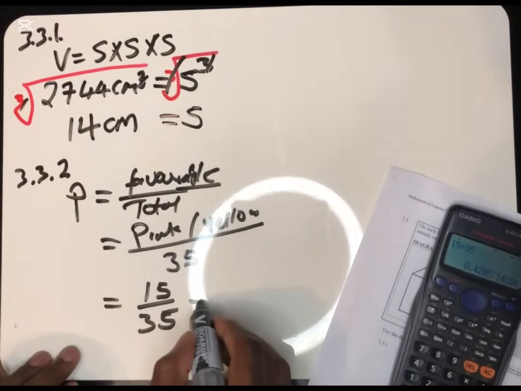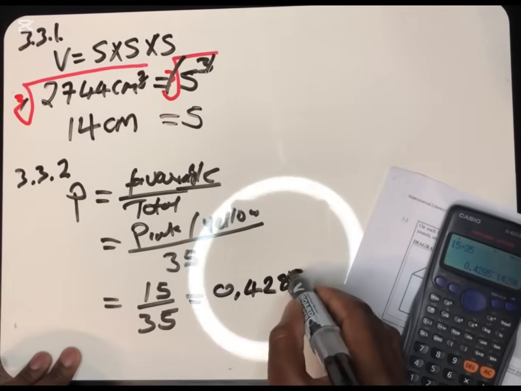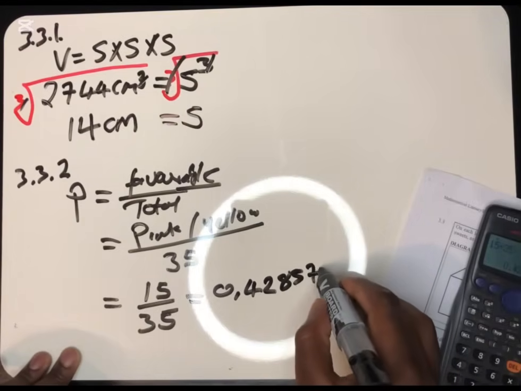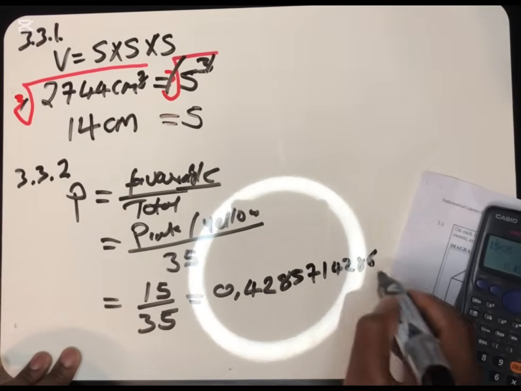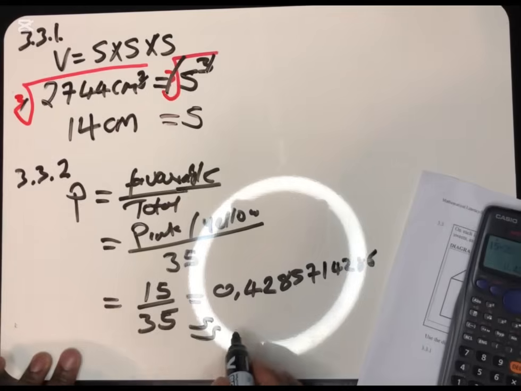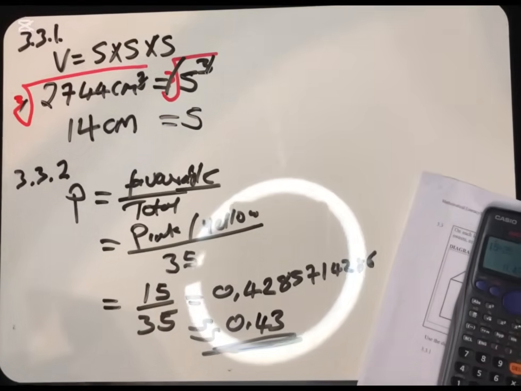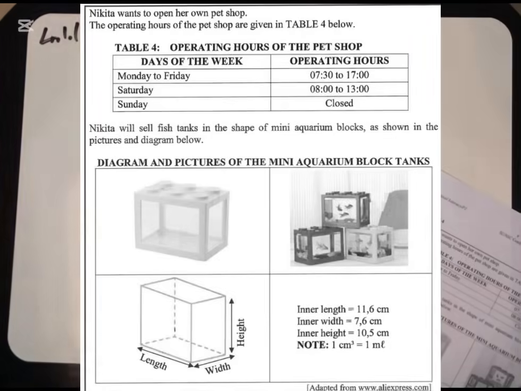So as a decimal, this is the same as 0.4285714286. It's very much advisable for you to write everything after the comma. And then the final stage is where you round this to 2 decimal places, which is the same as 0.43. This is the end of question 3. We are moving to the next question, question 4.